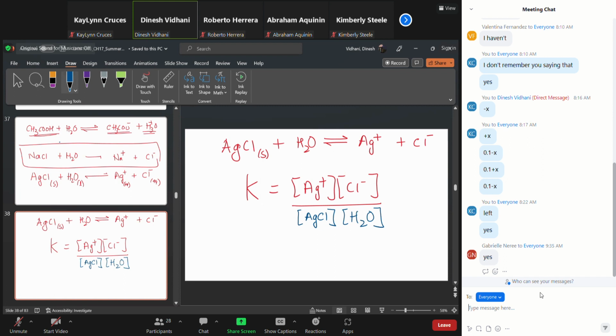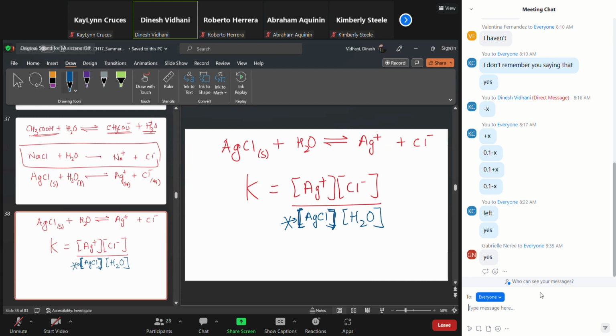I wrote this in blue. There's a specific reason for that. Now, these blue brackets, the square brackets, tell you that your AgCl is dissolved in water. Is it really dissolved in water? Answer is no. So can I write this square bracket like this? Answer is no. Solid cannot be part of the equilibrium constant. That's right. So this cannot be there. So this is not part of the equilibrium.